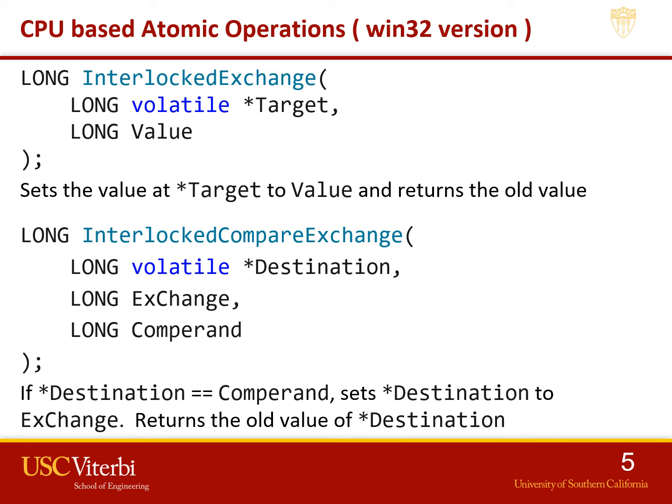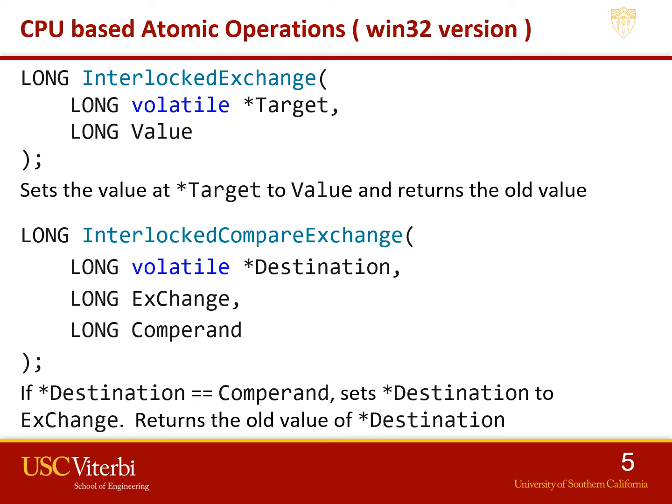So interlocked exchange, what does that do? It takes an address and just says, hey, what's at that address? Whatever's at that address now, I want you to return that to me. Just return whatever is at that address now, and please change it to this value. So it just says take value, stick it in that target, but give me back whatever was in target before.